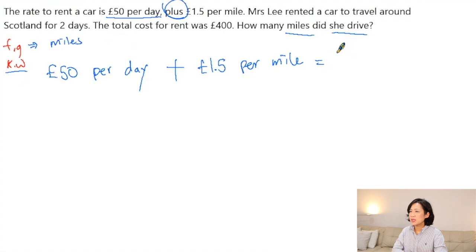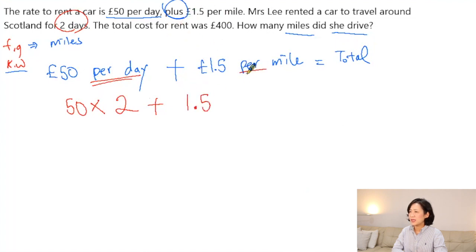This is our keyword. Let's translate this into the expression. 50 per day means times, right? So here we've got 2 days, 50 times 2, then 1.5 per mile is you times the mile. Now we can identify our unknown value, that is the mile. That's m. Let's put m. So 1.5m. Then total cost is 400.